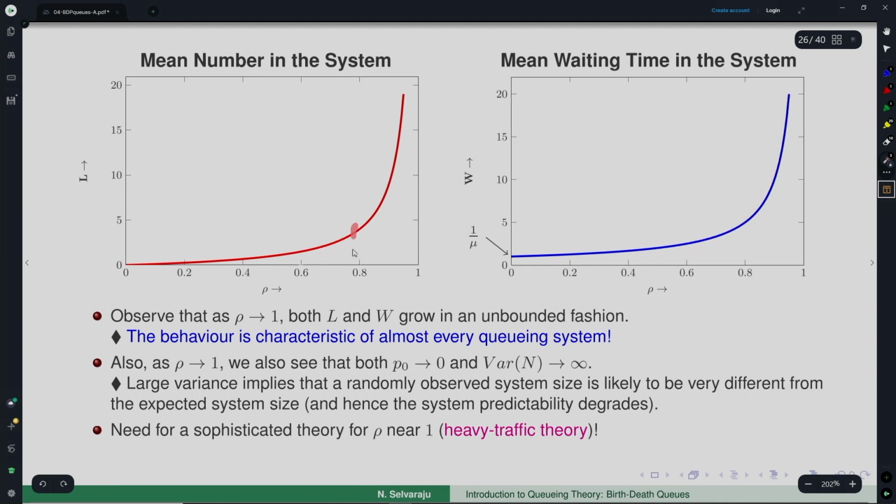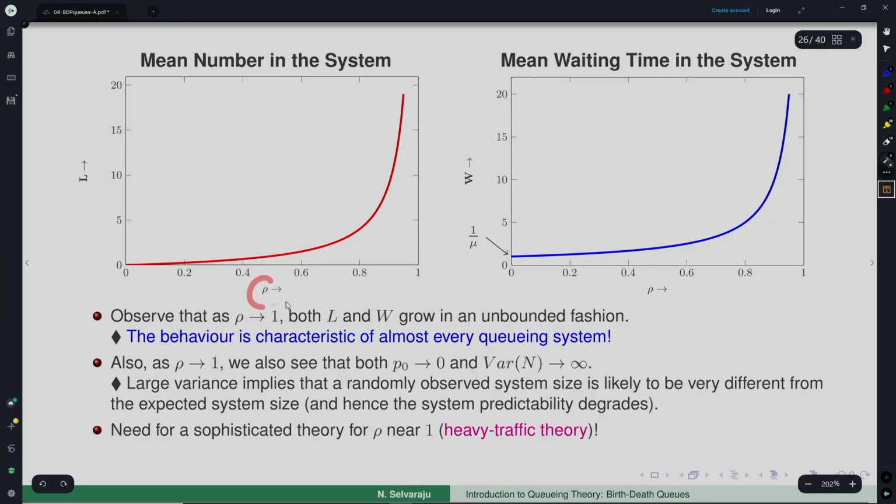You could see that for both, probably up to 0.8 or so, you are in a good position; your values are not exploding in any sense. Whereas beyond a certain point, very close to rho equal to 1, both L and W grow in an unbounded fashion, an exponential increase, and this behavior is characteristic of almost every queuing system. This is what one does with respect to a system if you want to analyze it better.